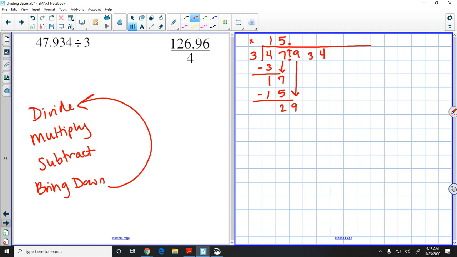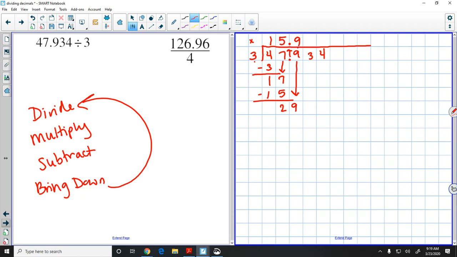Well, we know 3 times 5 is 15. 3 times 6 is 18. 3 times 7 is 21. 3 times 8 is 24. 3 times 9 is 27. And 3 times 10 is 30. So we can't go any higher than that. So 9 is going to be our closest answer.